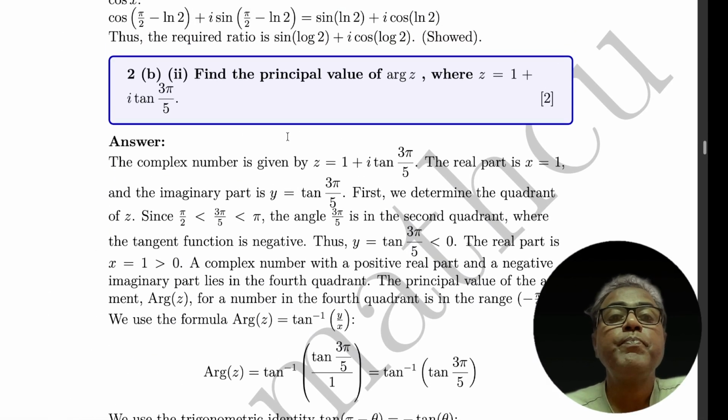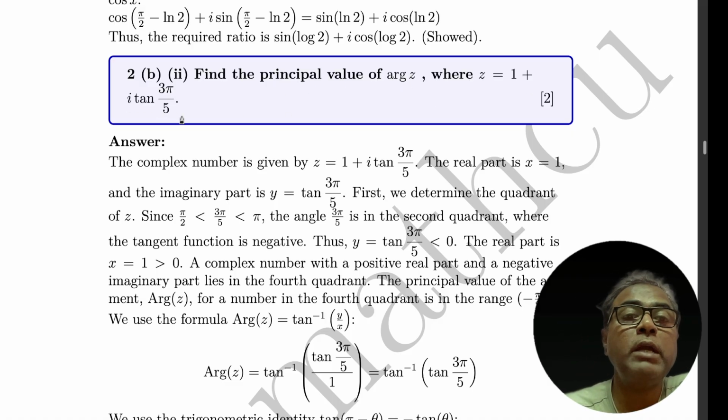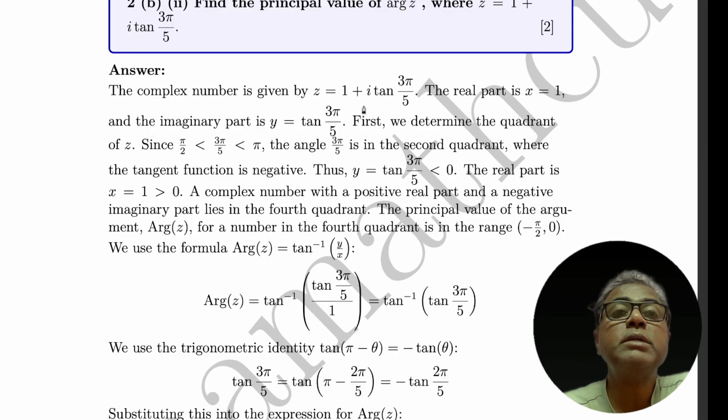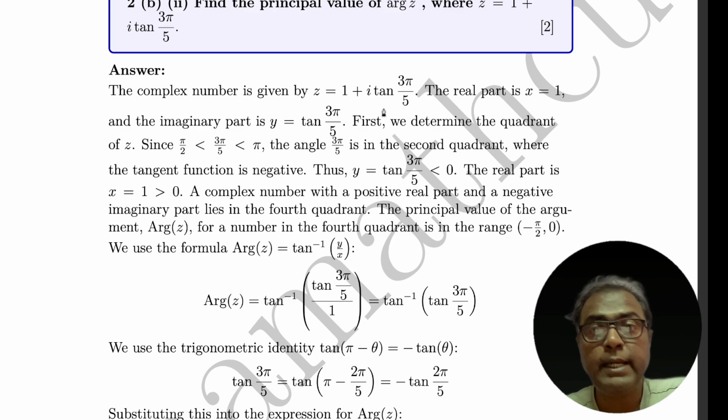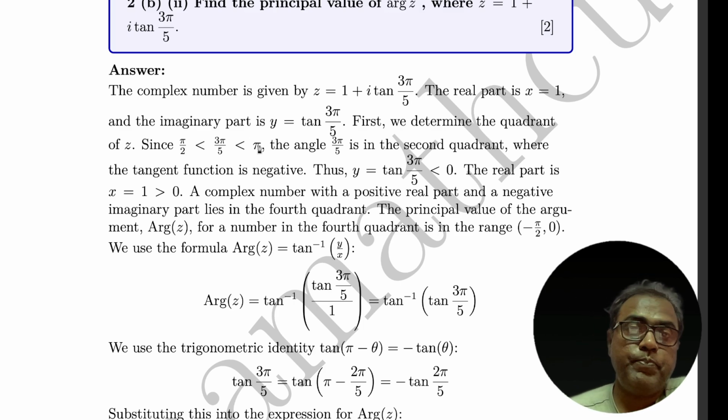Next question: find the principal value of the argument of z, where z equals 1 + i tan(3 pi/5). Now the complex number z equals 1 + i tan(3 pi/5). The real part is x, which is 1, and the imaginary part is y, in x + iy. So y is tan of 3 pi by 5.